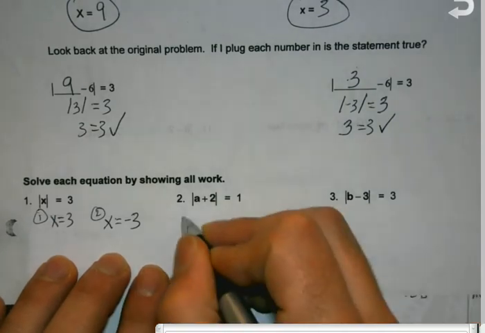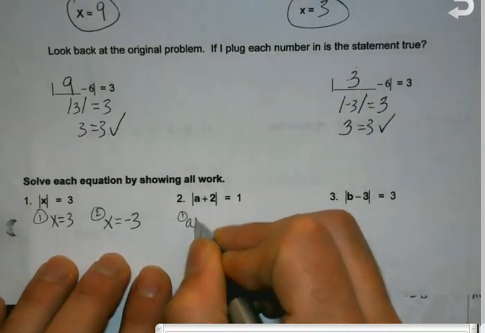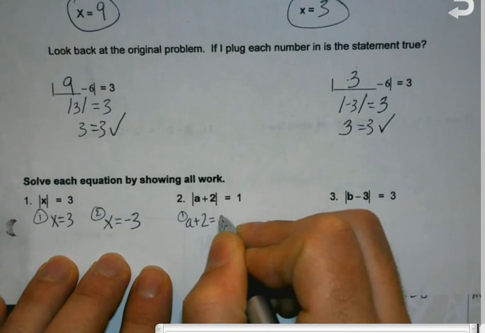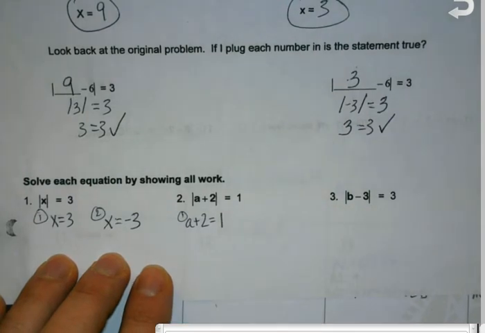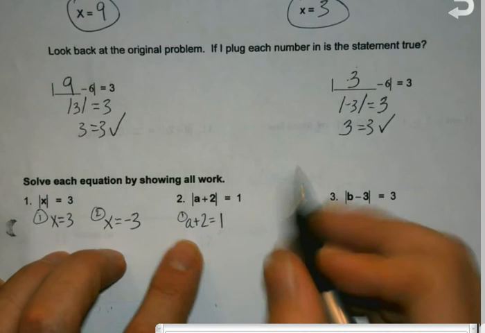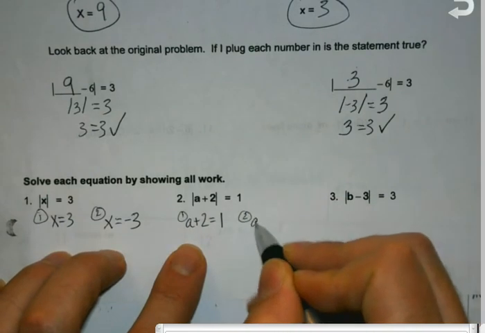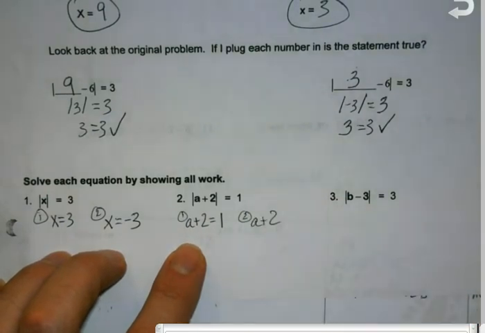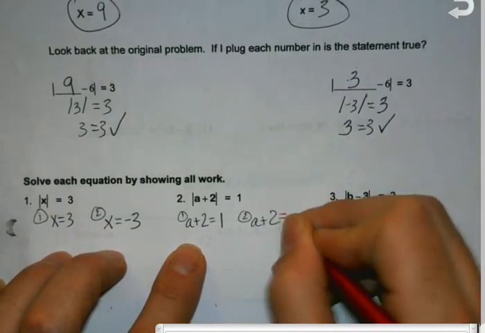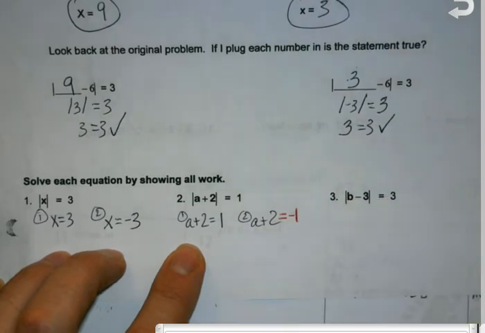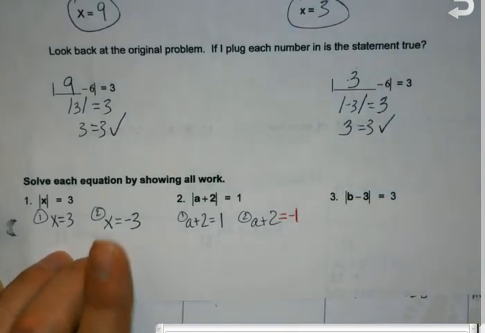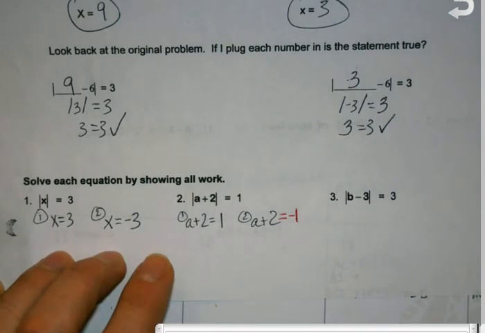Well, let's see. My first one, I just copy what's there. Let's set up the equations first, and then we'll solve them. So just copy. The second time, remember, the only thing that's different is that my answer becomes the negative of that. So in this case, it's going to equal -1. But I got to solve these, because A is not alone yet.